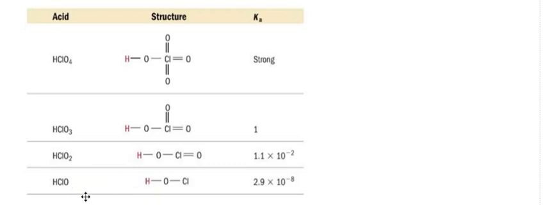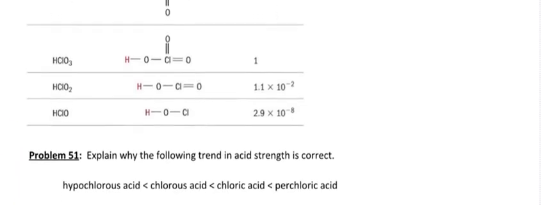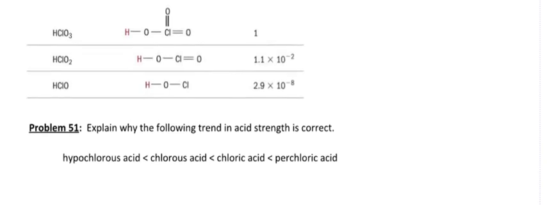So if I have a whole bunch of electronegative things pulling on those electrons away from hydrogen, it's going to weaken that bond, making it a stronger acid. All right. So explain why the following trend is correct, all right? Well, hypochlorous has 1 oxygen, chlorous has 2 oxygens, chloric has 3 oxygens, and perchloric has 4 oxygens, all right? So that is correct. All right, we're almost done.